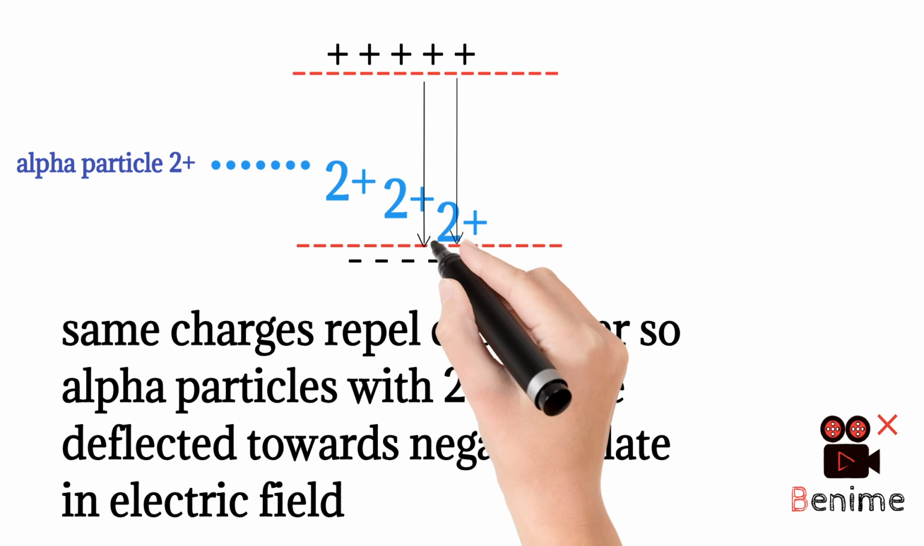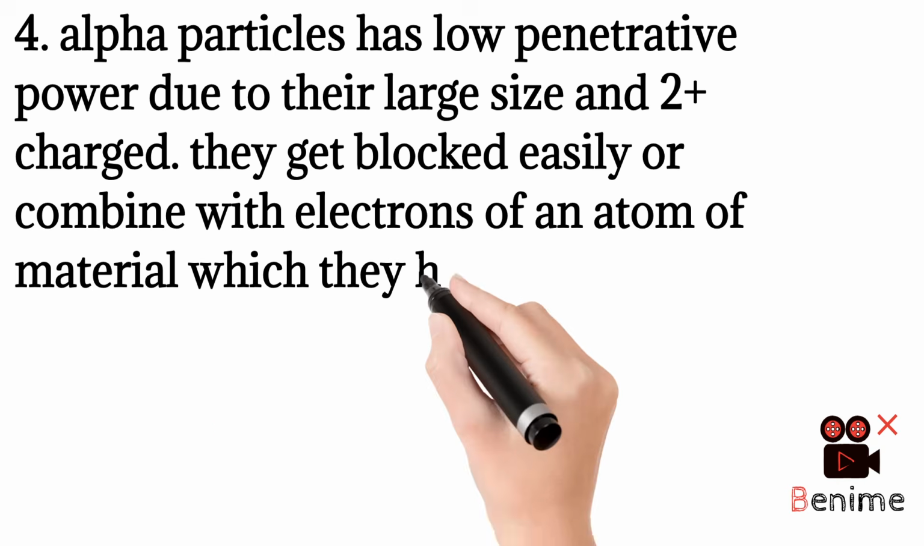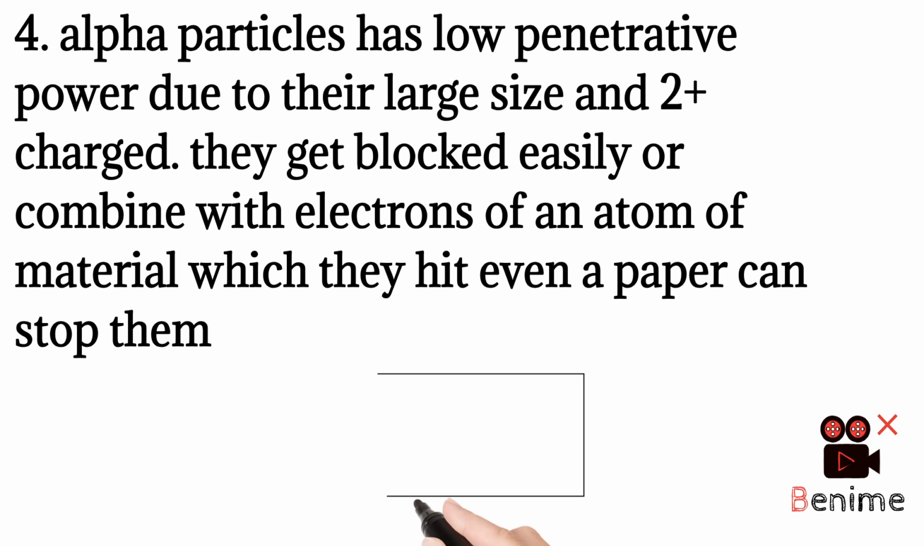Lastly, they have low penetrative power. The reason is their large size and presence of charge, which makes them less energetic, and they can easily be stopped even by a paper.